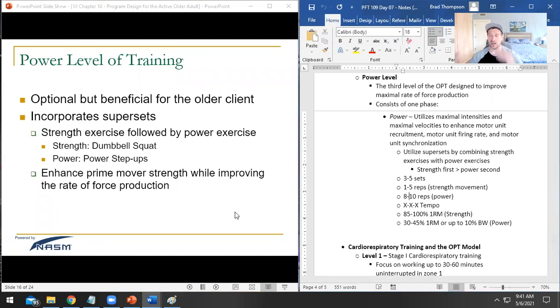Now I will say the rest period here, we have that listed as 3 to 5 minutes. That's not 100% accurate. You'll actually see it listed in your textbook as 1 to 2 minutes between pairs, 3 to 5 minutes between circuits. So what that means is, if you're only doing a little bit of paired training, like let's say you're doing just power exercises by themselves, you take 1 to 2 minutes of rest. If you don't do the max strength style, but if you get that max strength in there and you do that superset technique, we want a full 3 to 5 minutes of rest.